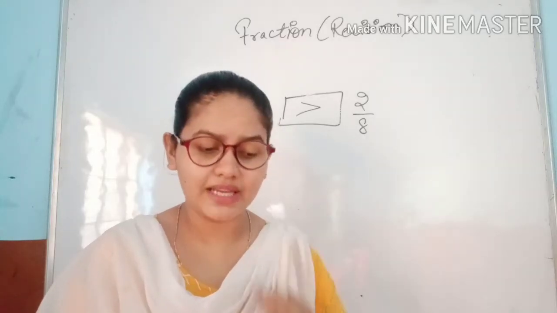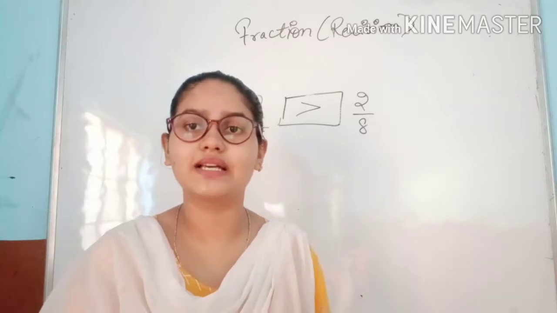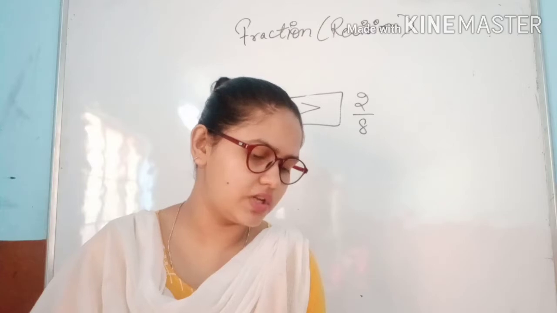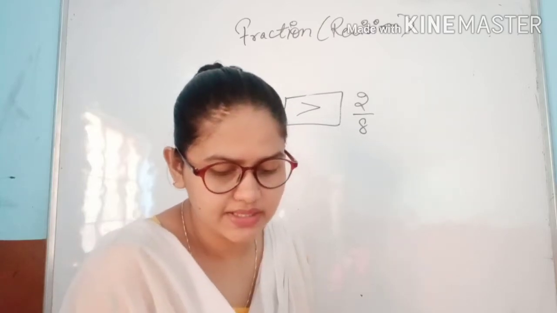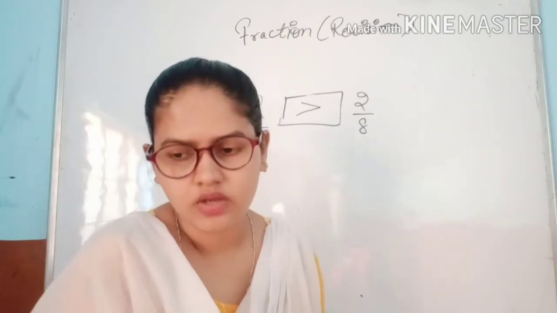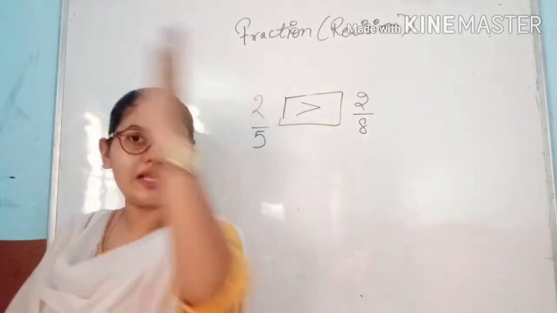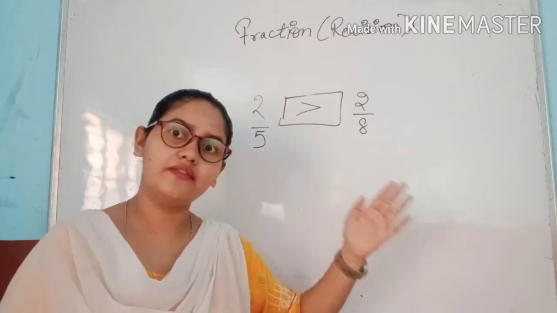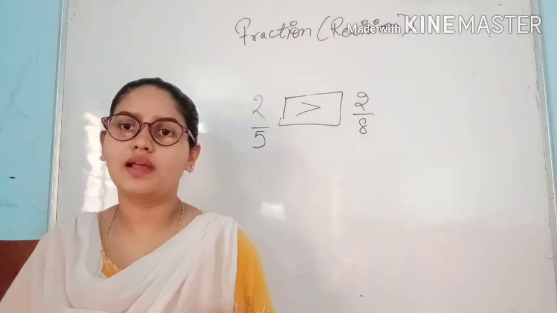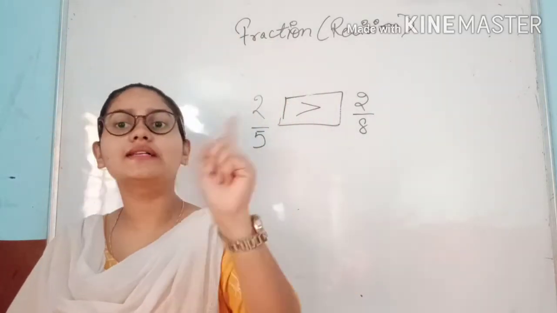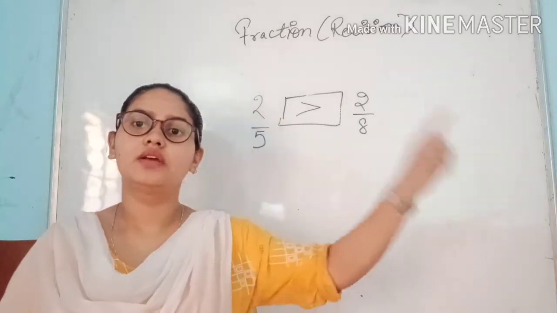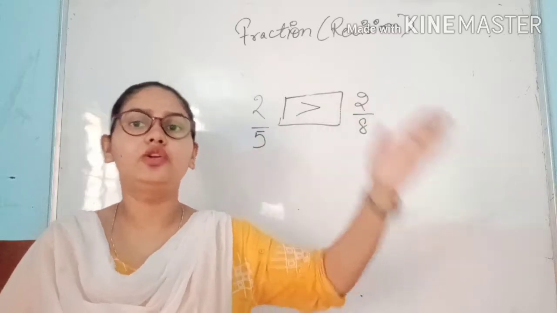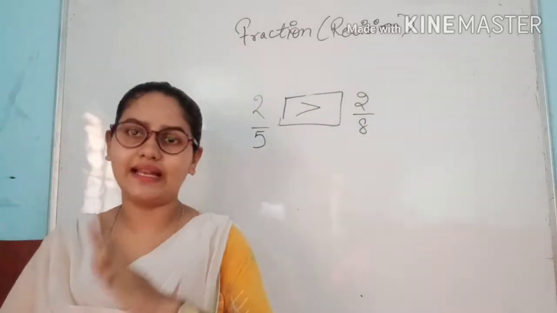Now we are on our second part, where we have to arrange in ascending order. Students, ascending order and descending order. Firstly we will know which one is ascending and which one is descending. Ascending means from smallest to greatest, and descending means greatest to smallest. Like 1 to 10 is ascending order, and when we take 10 in front, then 10 to 1 becomes descending order.